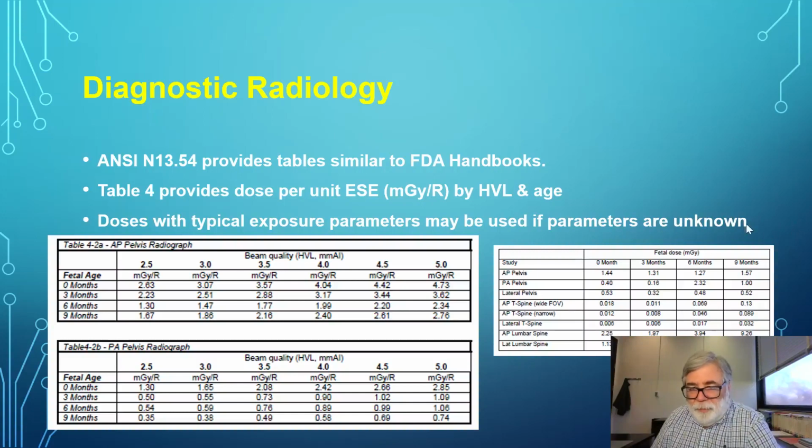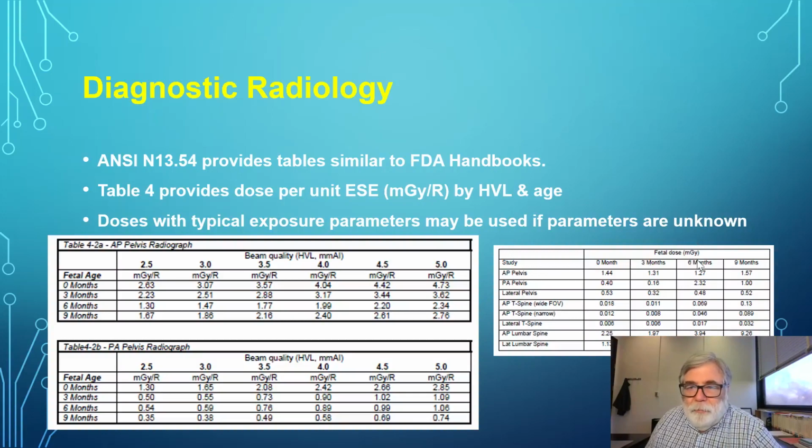And now, this table on the right, also taken from the ANSI standard, shows typical values that have been published for the different studies using generalized technique factors, generalized HVLs, and these are going to be in the right ballpark, given the entrance skin exposure that one might expect for each of these studies.